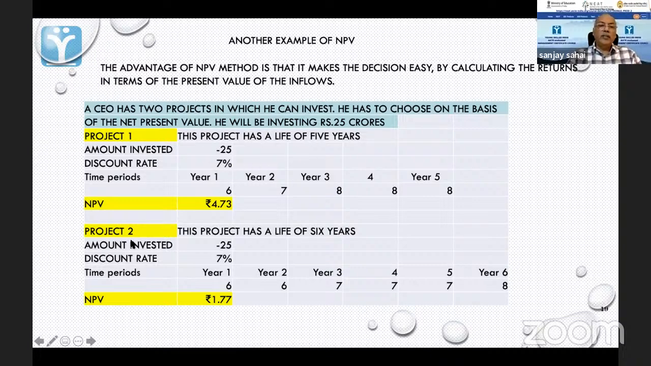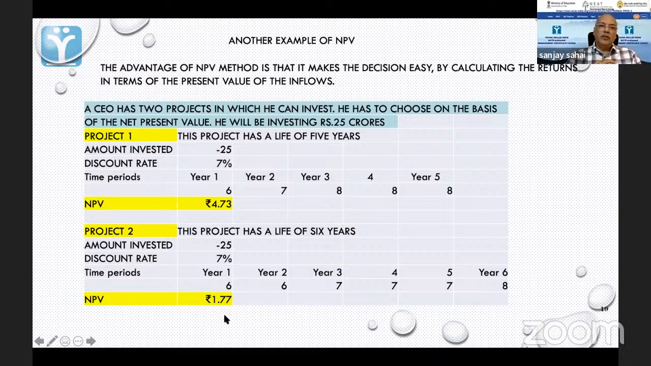Now, if you look at project 2, you are investing the same amount, 25 crores. The discount rate is the same. The life of this particular project is 6 years. And here, your inflows are coming like this: 6, 6, 7, 7, 7, and 8. So 6 crores in the first year, and moving up to 8 crores in the 6th year.